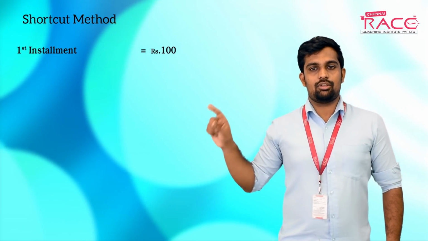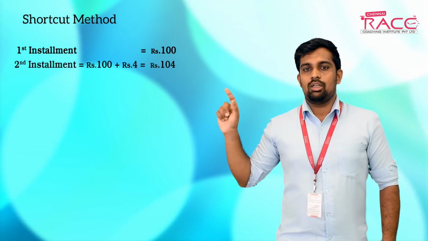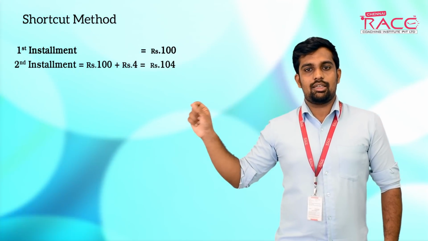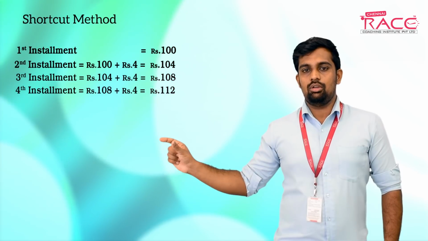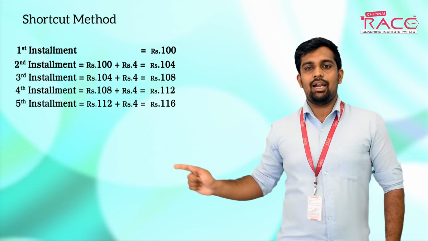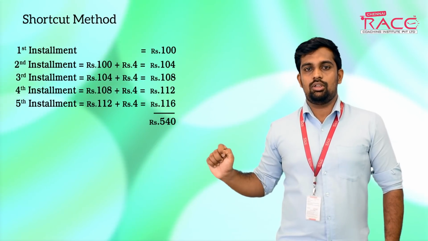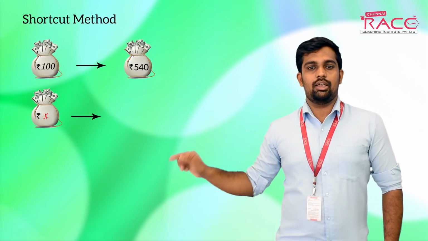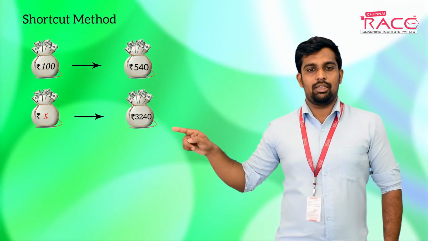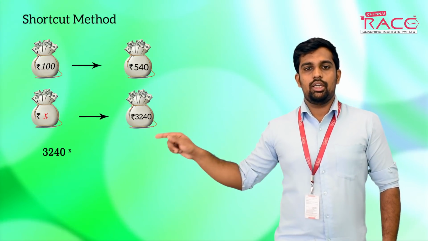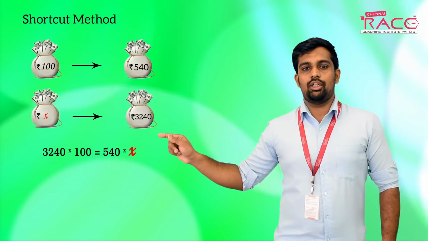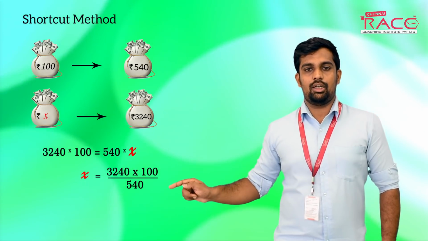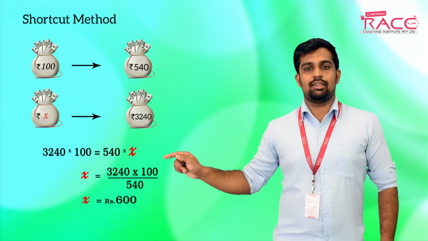Now take the first installment as rupees 100. Therefore for the second installment, 100 plus 4. Here the 4 is the rate of interest. So 104, third installment 108, fourth installment 112, and fifth installment is 116. If we add all those, we get 540. Now for 100, we get a debit of rupees 540. Therefore, for what value of X, we get a debit of rupees 3240? Similarly, cross multiply. That is 3240 into 100 is equal to 540 into X. Therefore, X is equal to 3240 into 100 divided by 540, which is equal to rupees 600.